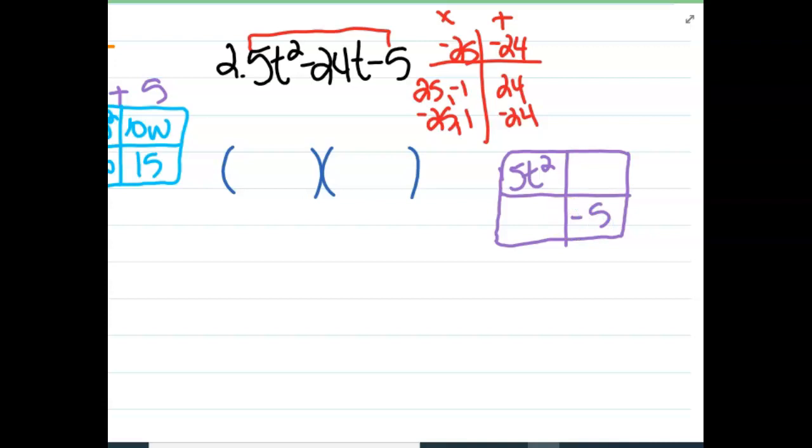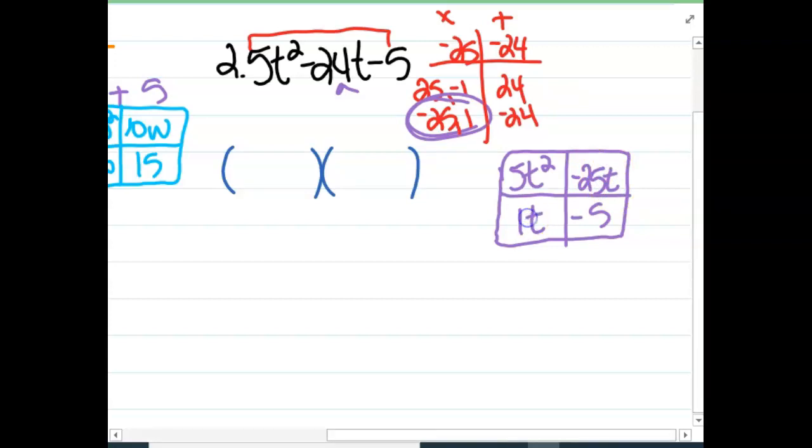Now remember, this negative 24t wasn't in my box. I combined these two boxes together to give me that negative 24t. So we're going to break that negative 24t apart into a negative 25t and a 1t. And then we're going to find the greatest common factor.